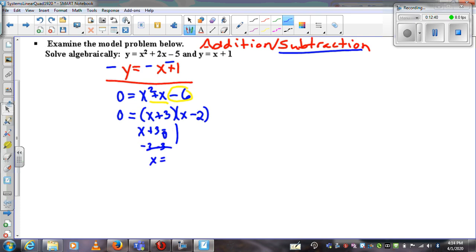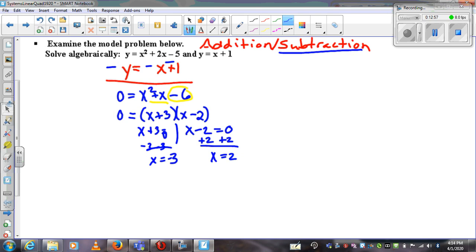Which means x could be -3. Or this binomial could be 0, which means x could be 2. Which is wonderful, but now I have to get the y values that go with it.